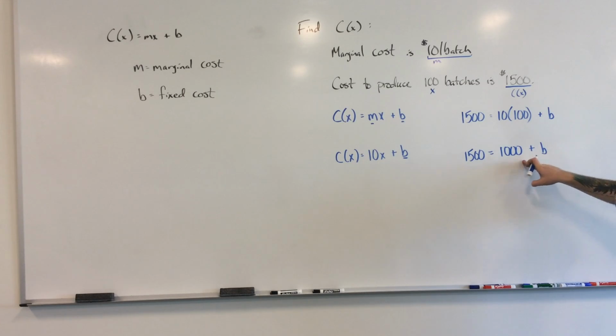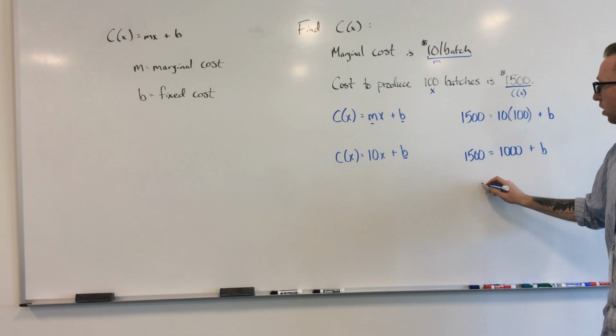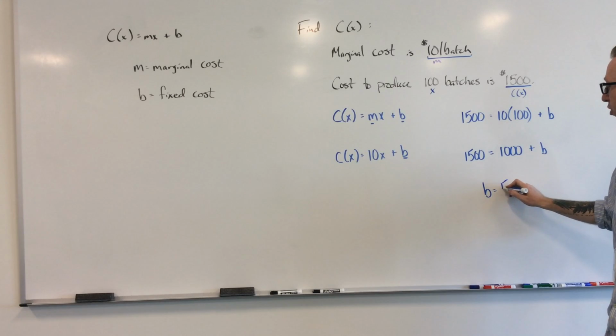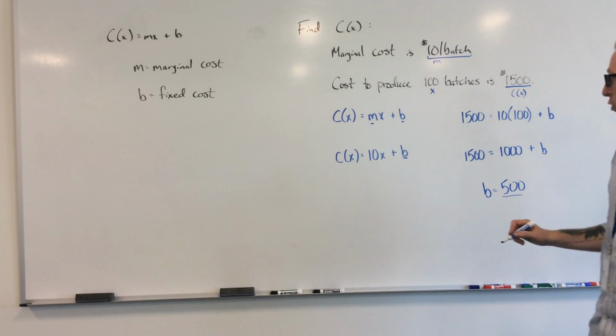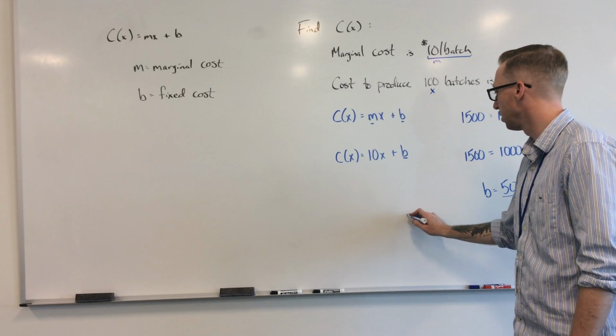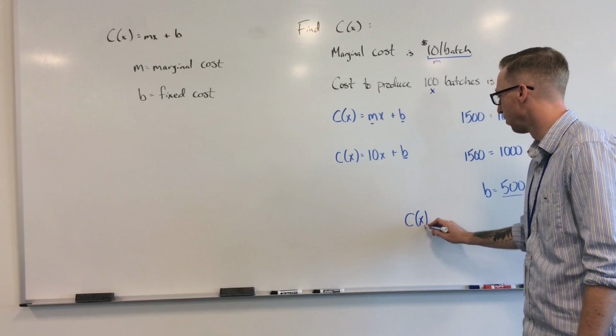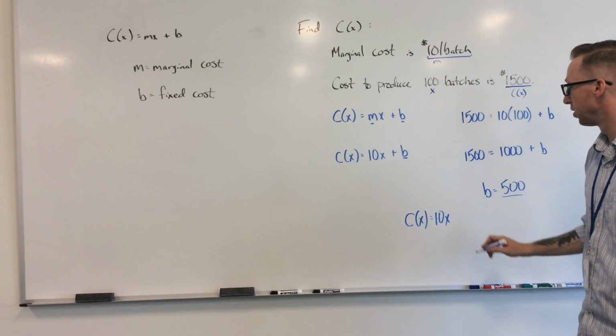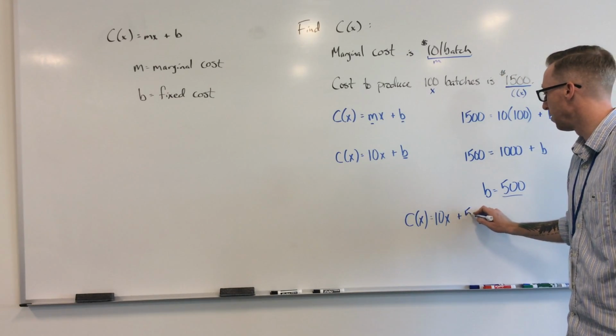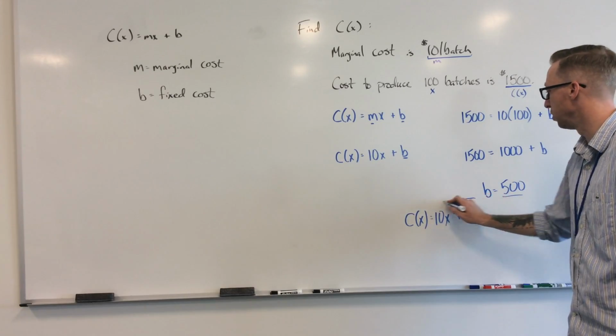What number b plus 1,000 gives us 1,500? Subtract 1,000 from either side, and that should be 500. So let's write our final answer here. Our cost function, C of x, is equal to 10x, our marginal cost, plus 500, the fixed cost we solved for just a second ago.